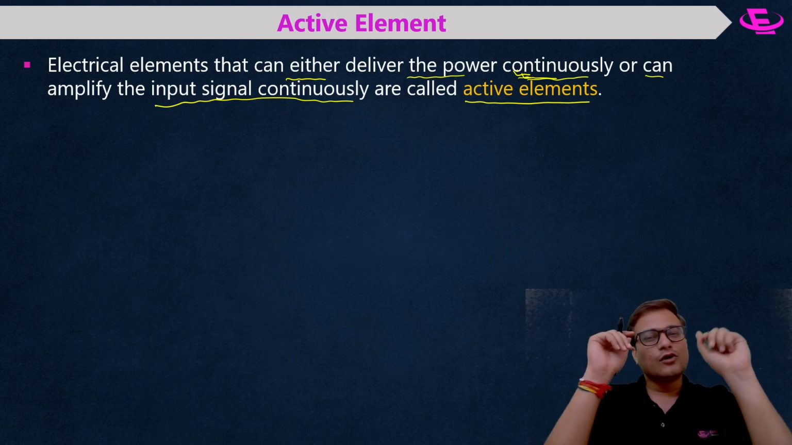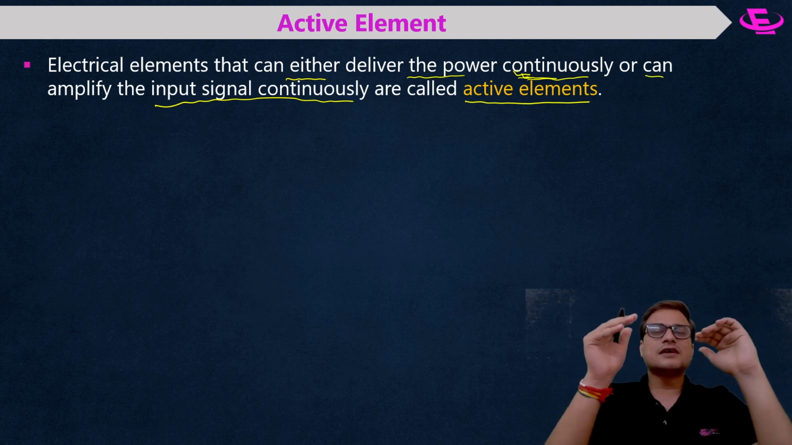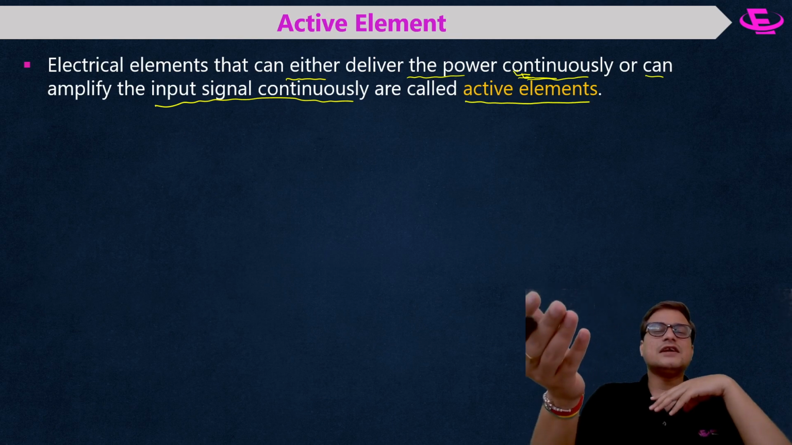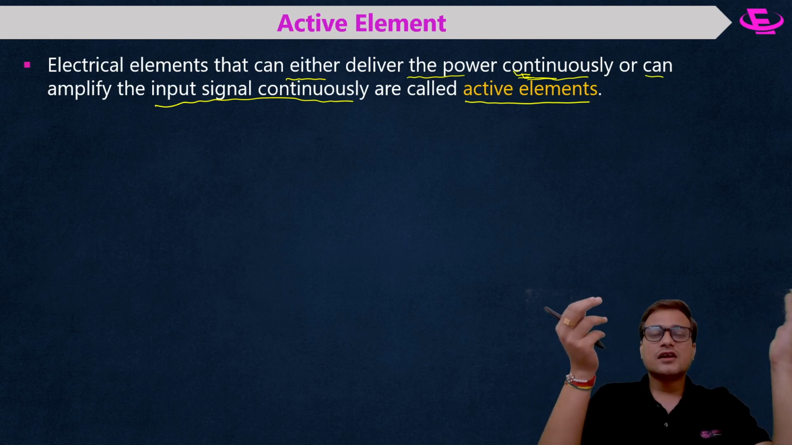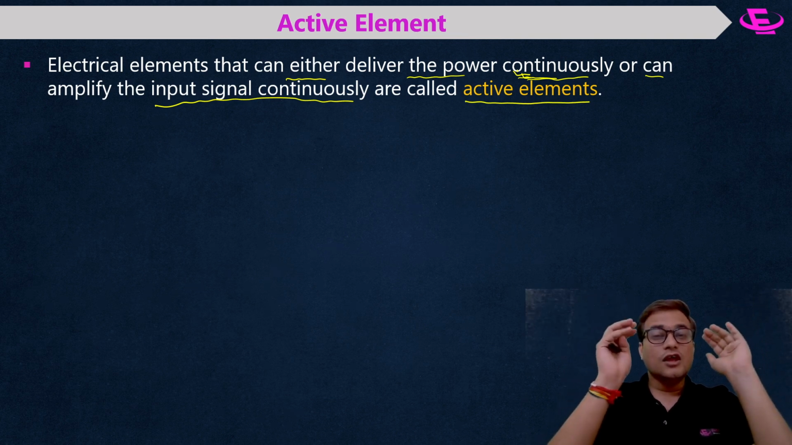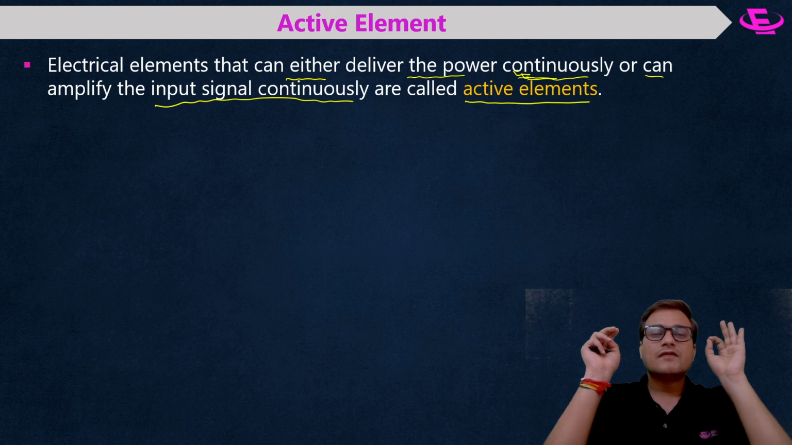Because I have told you that inductor and capacitor store energy, people think that they can release the energy in the next cycle. So if they are releasing the energy, they are active elements. No. Only if they can deliver the energy continuously can they be active elements.